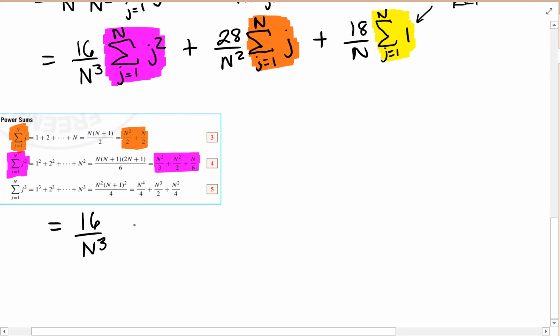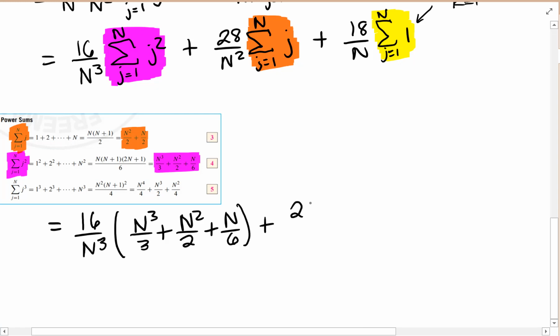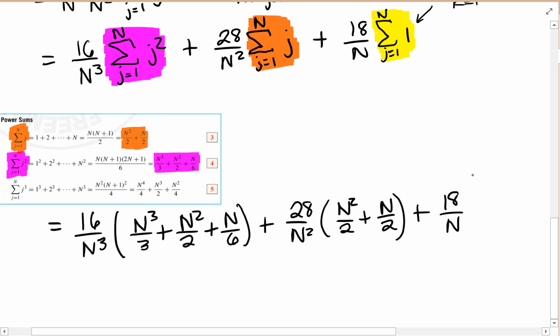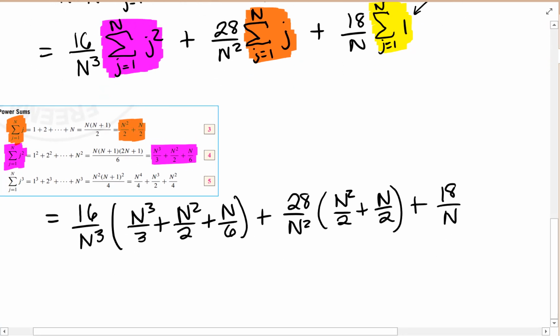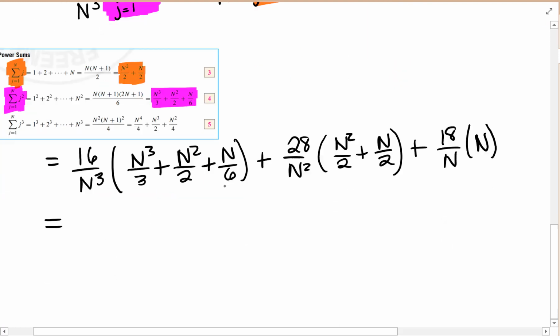Our first summation is replaced with n cubed over 3 plus n squared over 2 plus n over 6. Our second one is replaced with n squared over 2 plus n over 2. And our third one is replaced with n times 1, which is n. We're going to distribute and combine like terms.